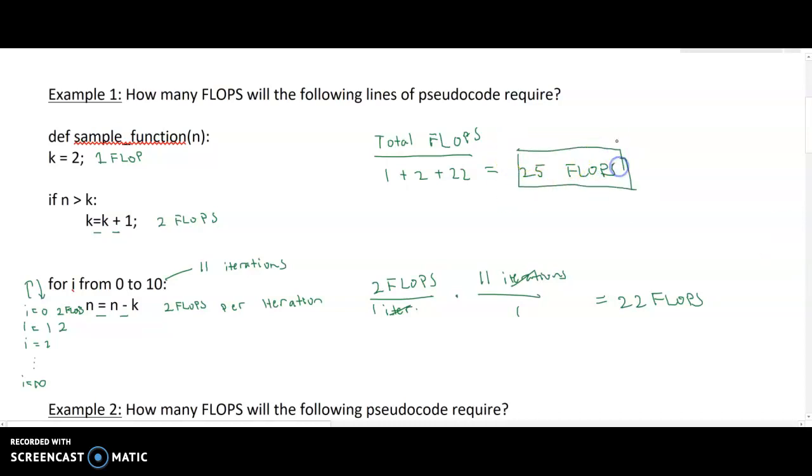Now that's the worst case scenario. The best case scenario is, of course, this is going to happen no matter what when you call this function. Same with these 22 flops down here. The only thing that could vary is that if n is not greater than k, then we get to save 2 flops and the runtime would be 23 flops instead of the 25 that we ended up with here.